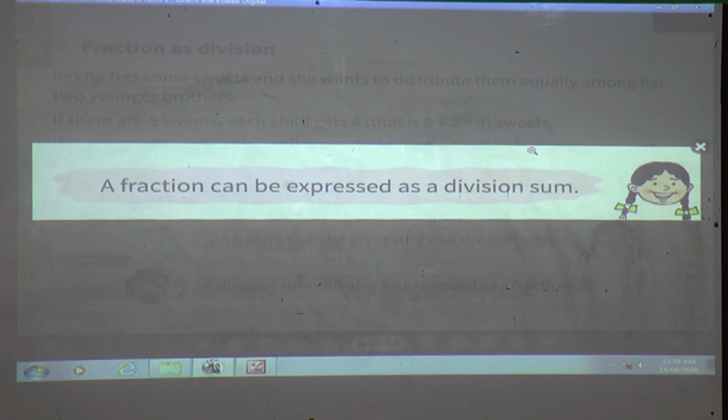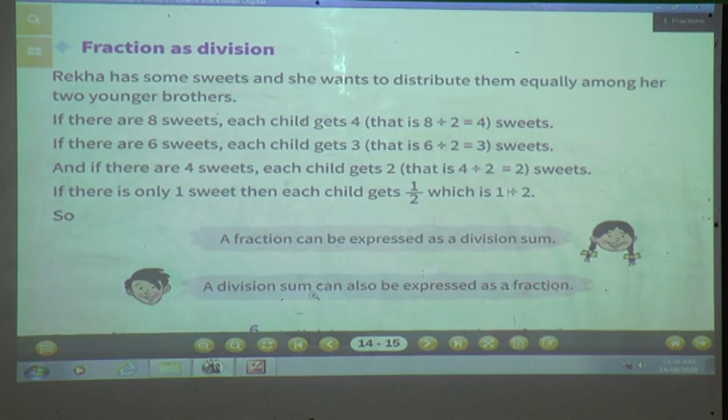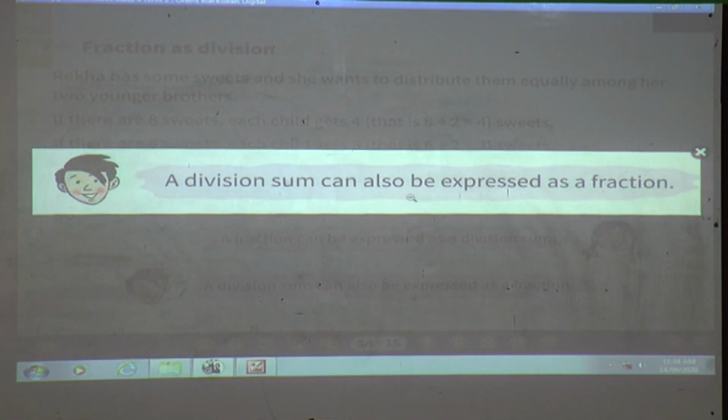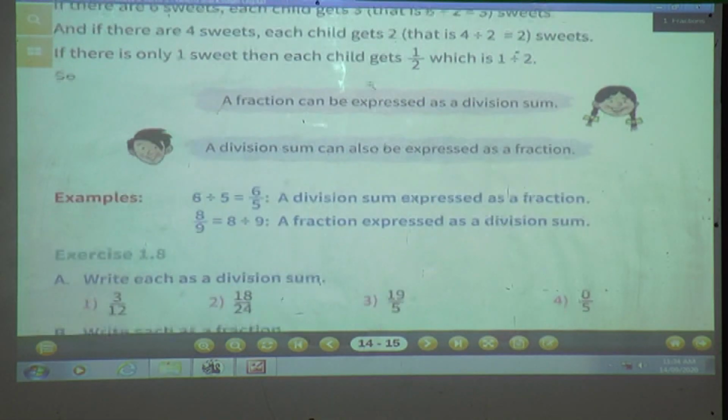What they said? A fraction can be expressed as a division sum. Keep in your mind. Okay, so when you want to divide 1 sweet, you have to write it as 1 by 2, isn't it? And a division sum can also be expressed as a fraction. See what they are saying? A division sum can also be expressed as a fraction. Now how? We are going to see with an example.